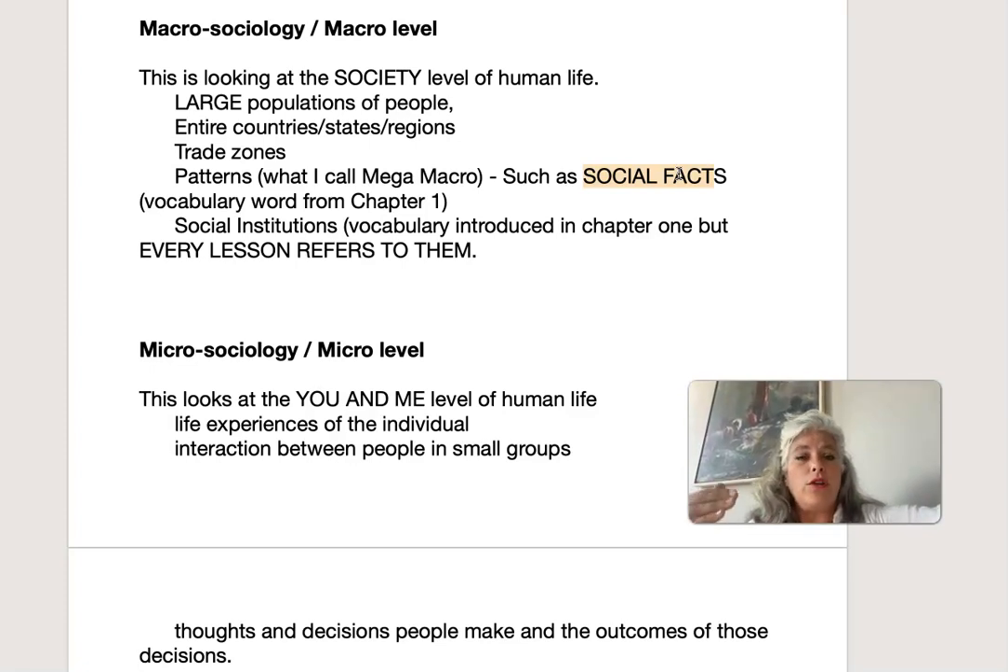And so what you should do while you're taking notes is make sure that you indicate for yourself, hey, social facts, this is an important key term. Here's what it means. And it happens to be a macro scale concept, not a micro scale concept. So keep track of these things when I cover them.